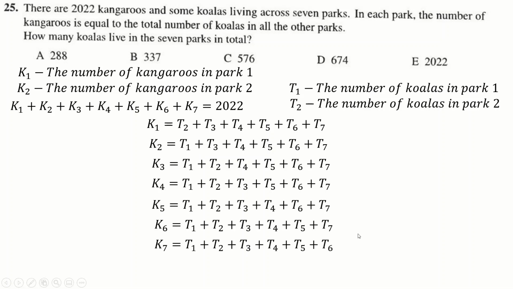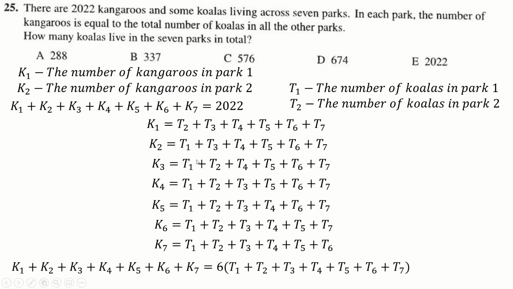And now what we can do, as we've done a couple of times in this challenge, is add all of this together. If we add all this together, we get all the K's added together equals 6 lots of all of the different parks of koalas, because you've got 7 equations here, and each one misses each individual park once. This one misses the first, this one the second, this one the third, and so on. So you've got 6 lots of these. But we know the sum of all the kangaroos, that's 2022, so that's 6 lots of all the koalas. So just divide by 6, and we find there are 337 koalas. Just do a bus stop to divide that by 6, and it goes exactly.